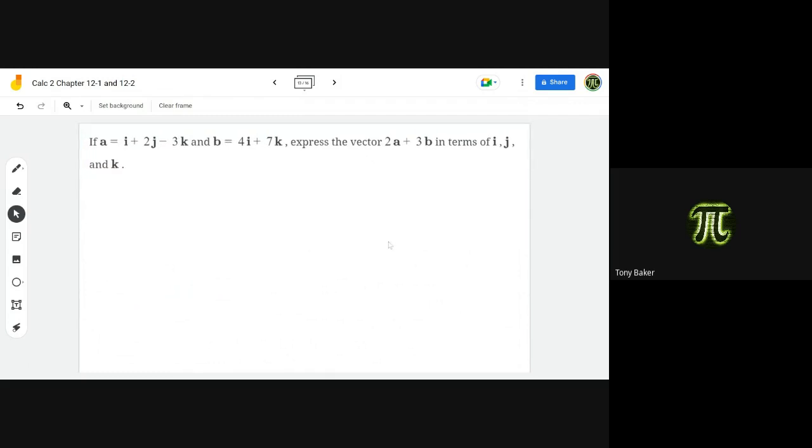All right, so in this problem, they've given me two vectors. You guys can read that, it's big enough. So we've got i plus 2j minus 3k and 4ai plus 7k.